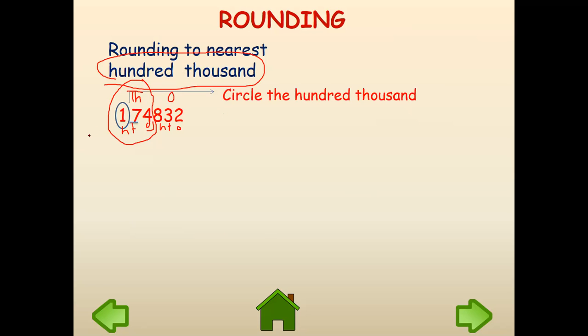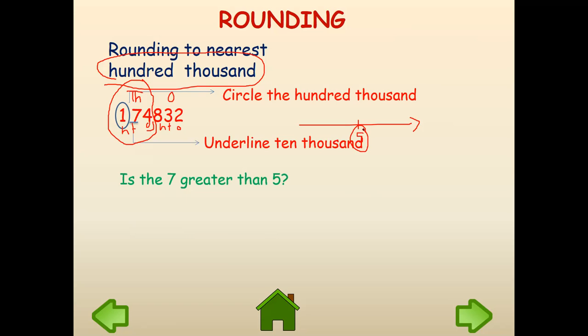Now we look at the next digit after it, which is 7. The same, 7, we compare it with the best friend, which is 5. Is it less or more than 5? It's more. So is 7 greater than 5? Yes. So what shall I do? I add 1. To which digit? To 7? No, to the 100,000. The one I circled, the 1. So 1 becomes how much? It becomes 2, because 7 is more than 5.